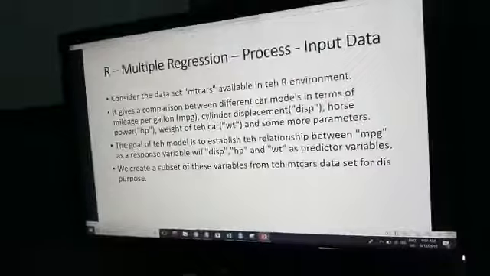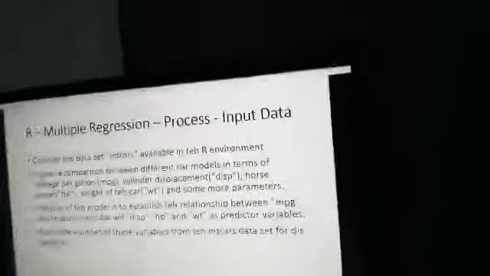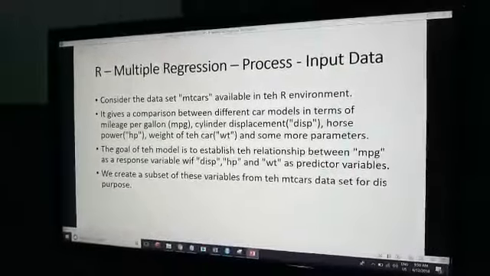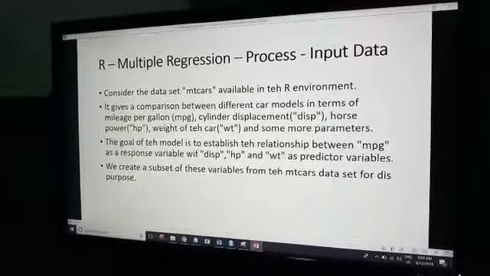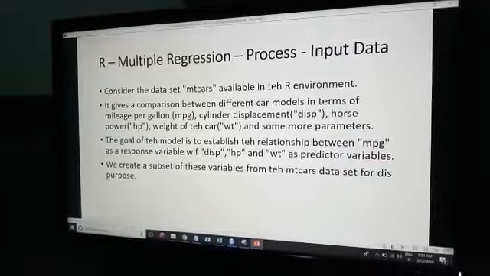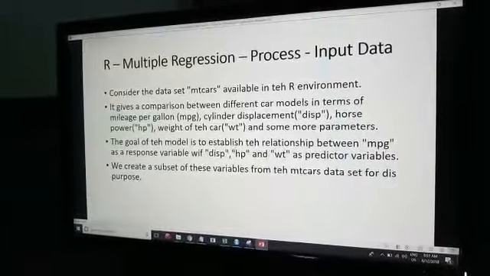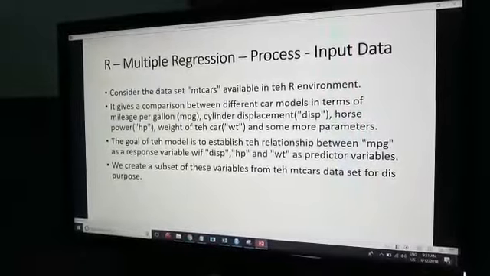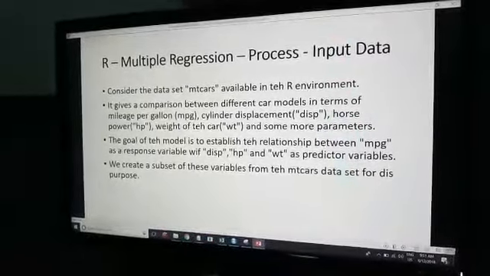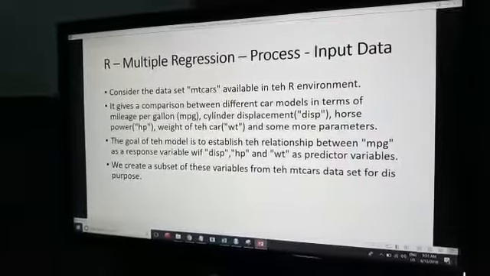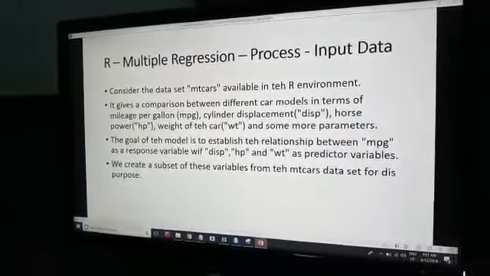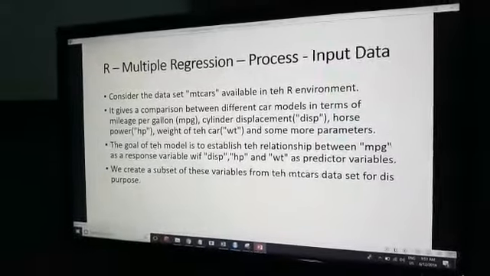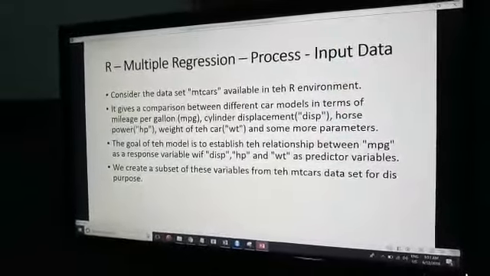So here we consider the vehicles data set, mtcars. It's already available in the R environment. It gives a comparison between different car models in terms of mileage per gallon, the cylinder displacement, the horsepower, and the weight of the car, and some other parameters.